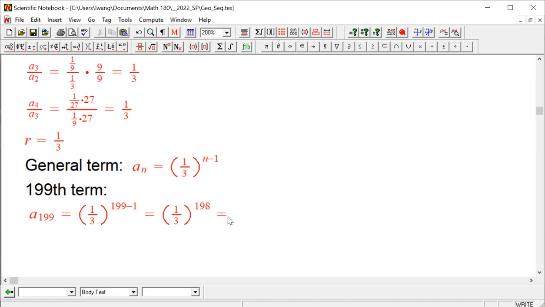Furthermore, we can also write it other ways, because 1 raised to the power 198 is just going to be 1. So 1 over 3 to the power of 198, if you like to write it down that way. Or you can also write it down as 3 to the power of negative 198. We're not going to show that huge number because it's just too big.